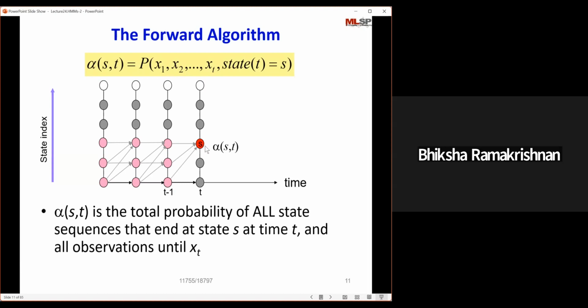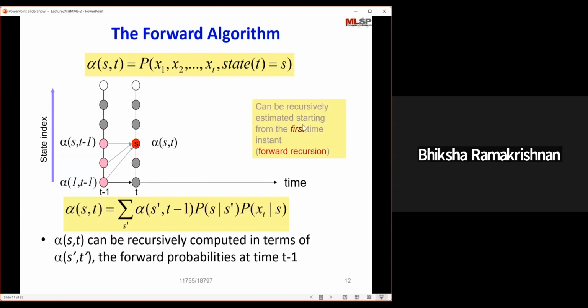So alpha(S,t) at any node is the probability of generating all observations until time t and arriving at state S at time t. So is all of this familiar to you guys? Do you remember this stuff? Yes, no? What about the rest of you? Yes or no? I have one yes. Can I see a few more, please? Okay, thank you.